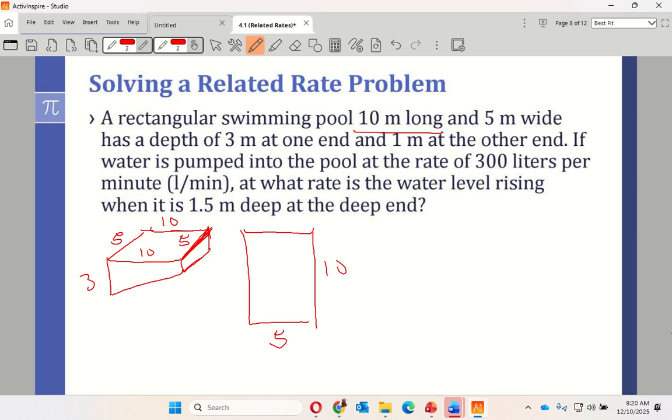Thinking about my different formulas, what formula would I have that for? Volume. So it's a change in volume over time. That tells me it would be a change in volume over change in time, which is 300 liters per minute.